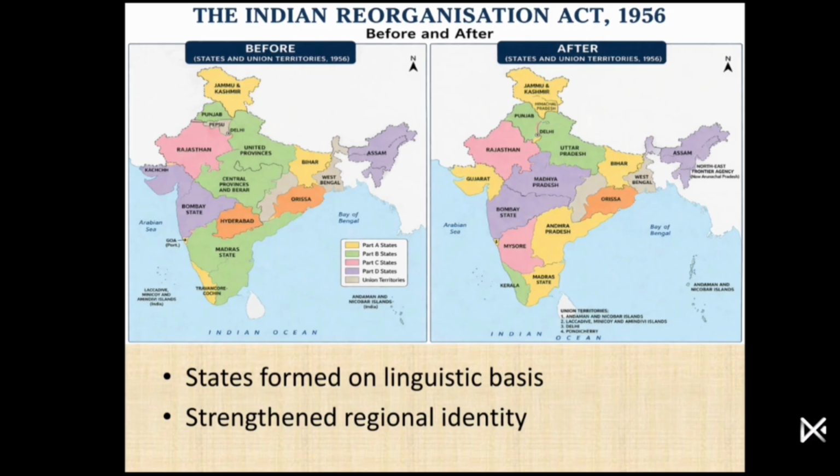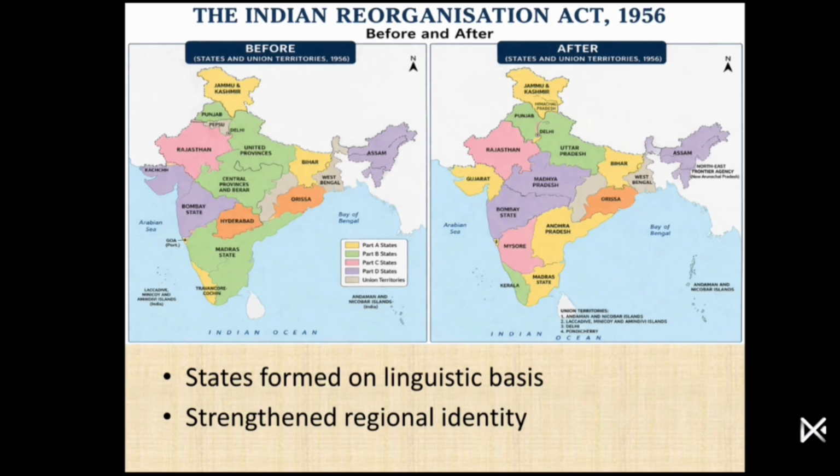The States Reorganization Act was introduced. And everything changed. Now look again at the map. States were redrawn, not randomly but based on language. Telugu speakers got Andhra Pradesh. Kannada speakers got Mysore, now it's Karnataka. Malayalam speakers got Kerala. And many other states were reorganized in a similar way.